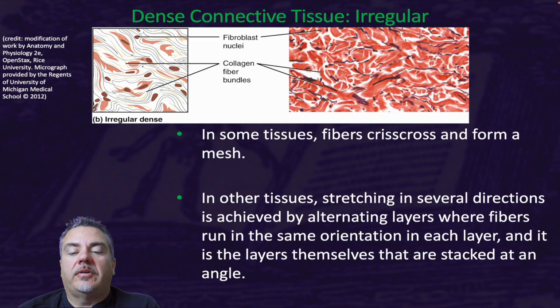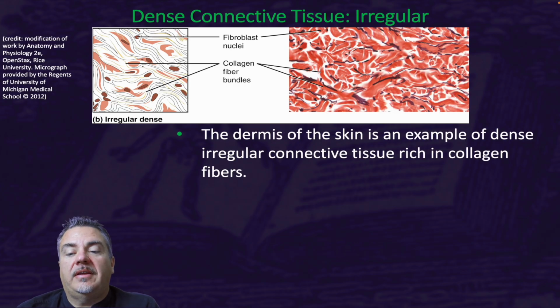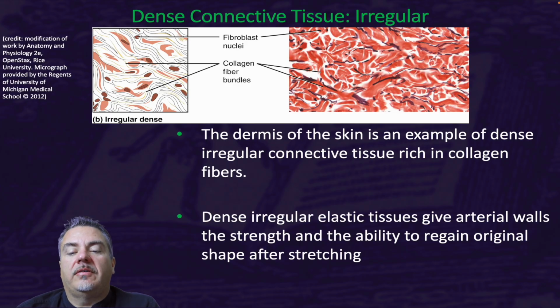In other tissues, stretching in several directions is achieved by alternating layers where fibers run in the same orientation in each layer, and it is the layers themselves that are stacked at an angle. The dermis of the skin is an example of dense, irregular connective tissue rich in collagen fibers. Dense, irregular elastic tissue gives arterial walls the strength and the ability to regain original shape after stretching.